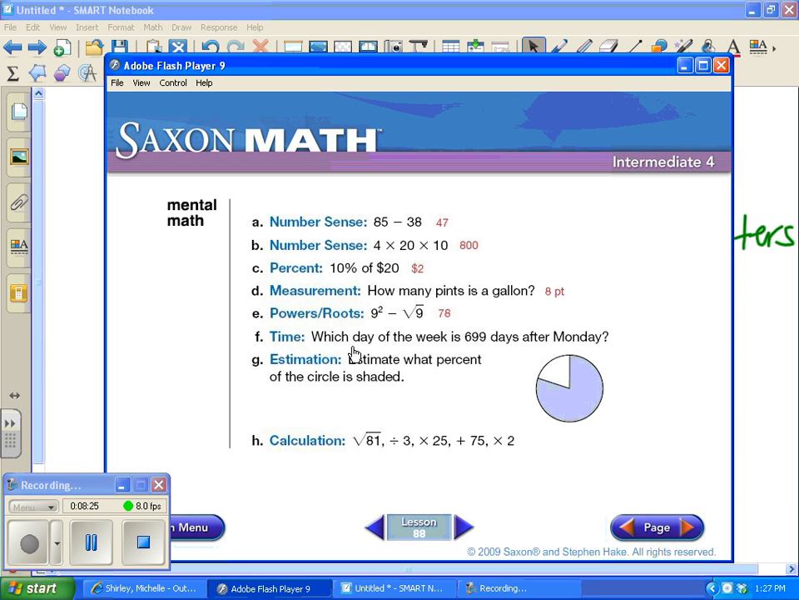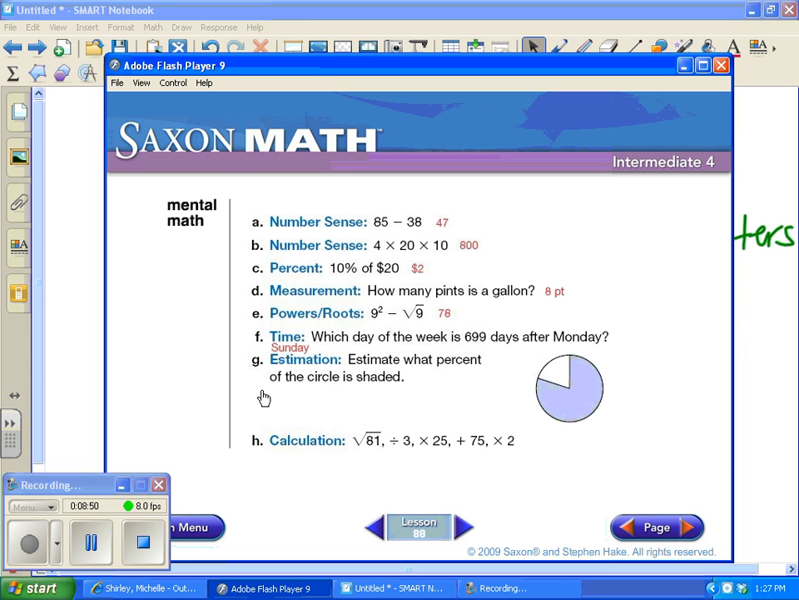Cool, look at this. Which day of the week is 699 days after Monday? If this were 700, hey, that's divisible by 7. That's 100 weeks, right? And at 700, we would be back to Monday. But this is 699. That's 1 day before, so it would be Sunday.